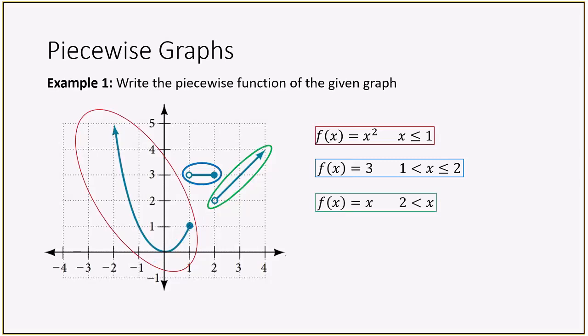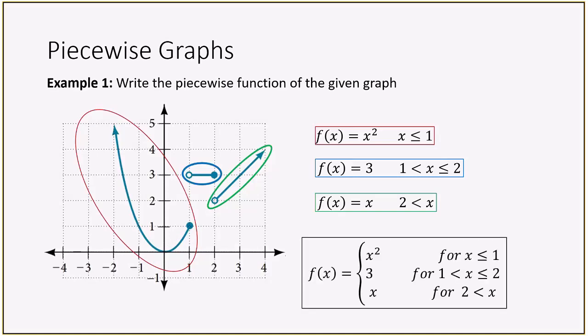Now, to put it all together in that nice notation, we only want a single f of x, and then we want to use that curly bracket and put everything together. So f of x is equal to, I put all 3 of my equations, I put all 3 of their associated intervals, and that's my final answer.